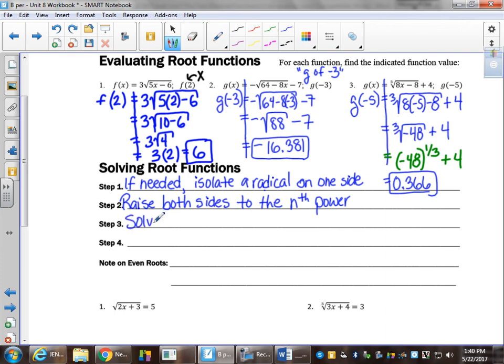Step 3, solve the resulting equation. Our last step will be a check. Check the proposed solution, or solutions, because sometimes we might have more than one, in the original equation.